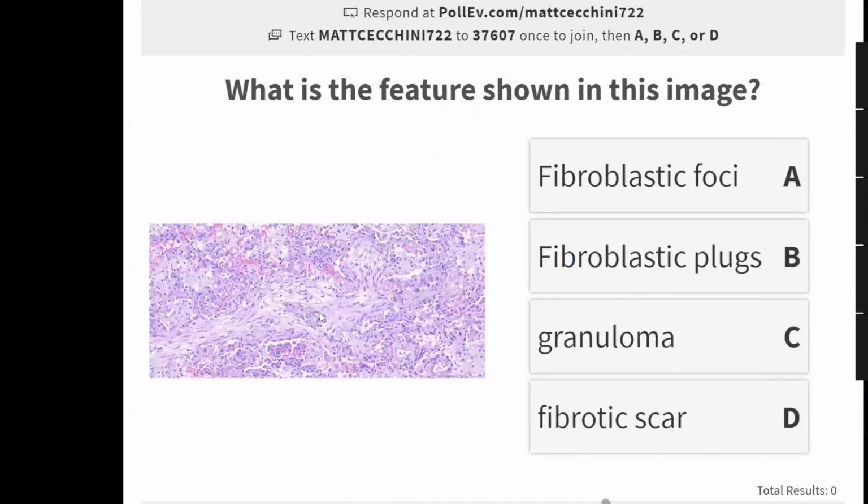The next question is, these fibroblastic proliferations I was describing here, they have this mucopolysaccharide-rich appearance. What's the best term for this? Is it A, fibroblastic foci? Is it B, fibroblastic plugs? Is it C, granuloma? Or is it D, a fibrotic scar?